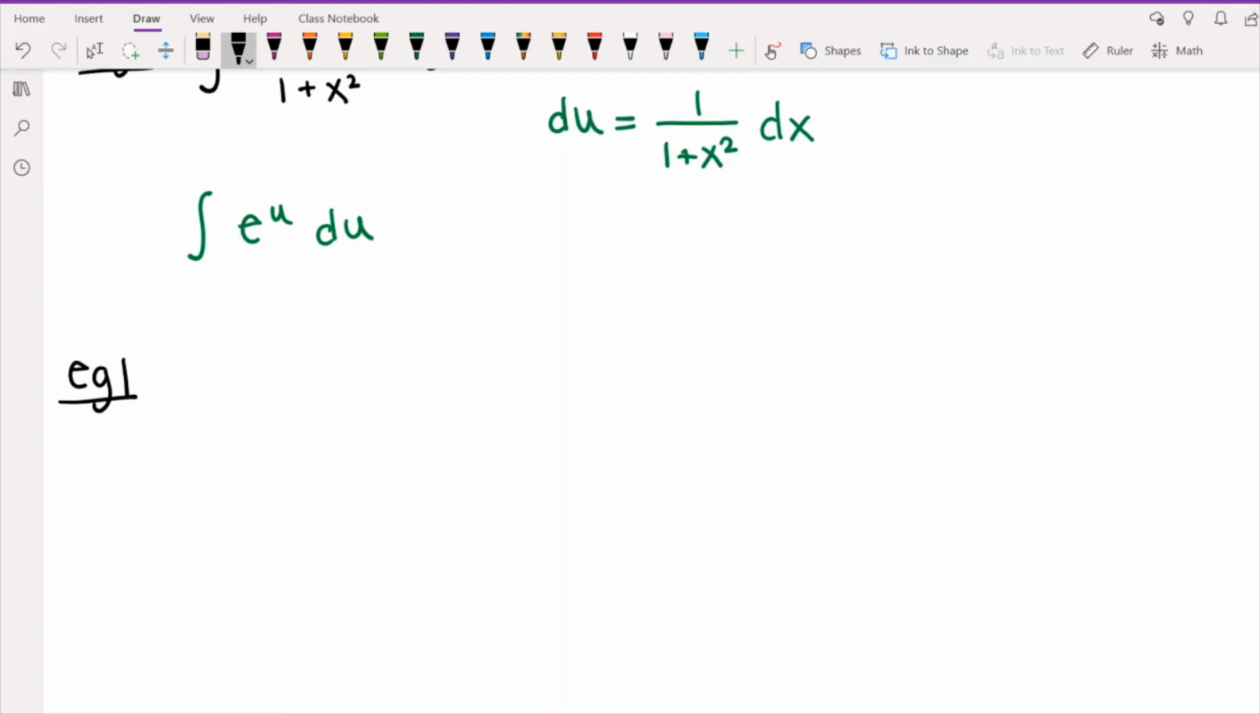All right, let's look at another example. What about if we had the integral of inverse tangent of x over x squared?